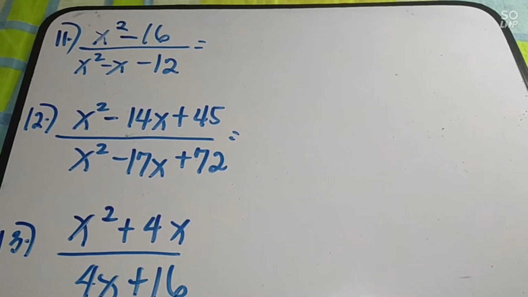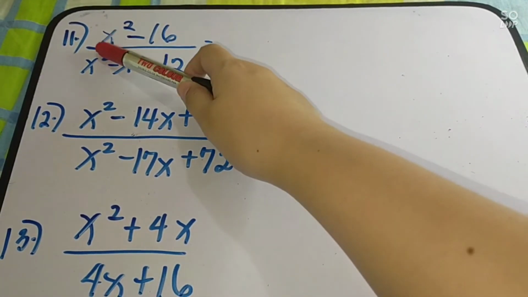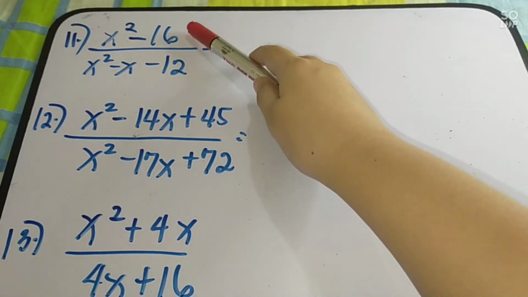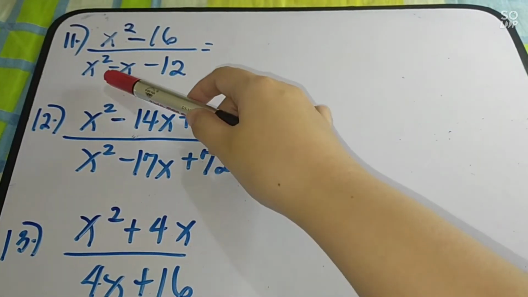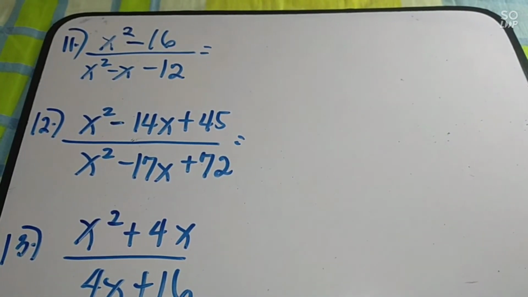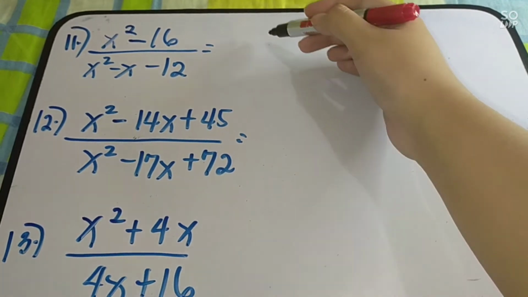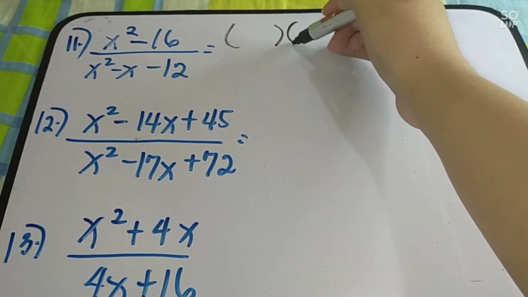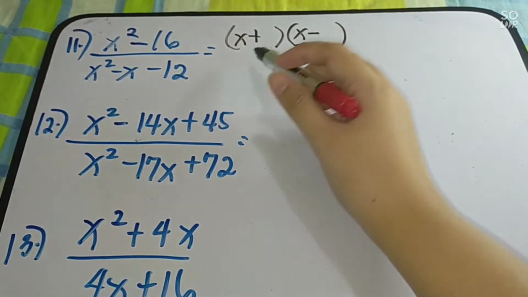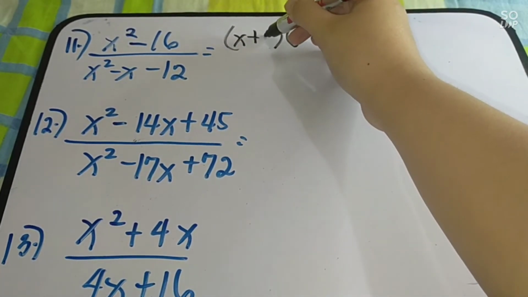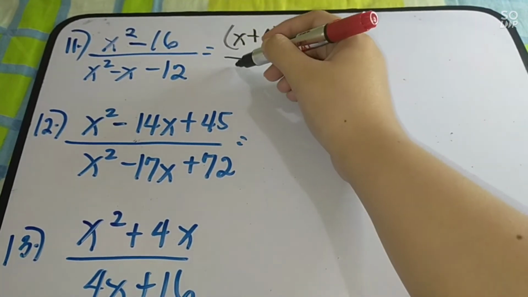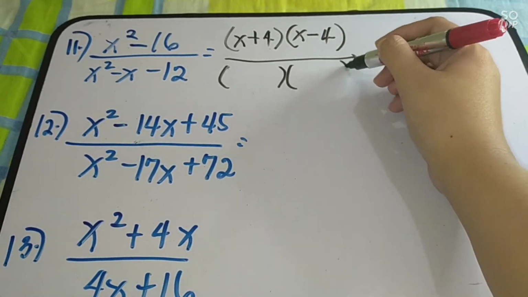Number 11. In number 11, we have here difference of 2 squares pa rin. Kasi si x squared ay perfect square, si 16 is also a perfect square. Tapos yung denominator mo, trinomial, so meaning ang gagamitin natin is trial and error. So x squared minus 16. So we have a factor of x squared minus 16, x and x, then positive and negative. Ano lang yung square root ni 16? We have 4. Just write here 4 and then 4. That is it. Over.